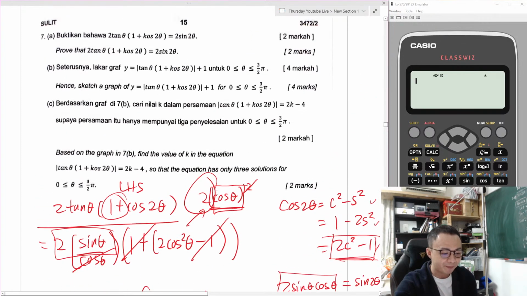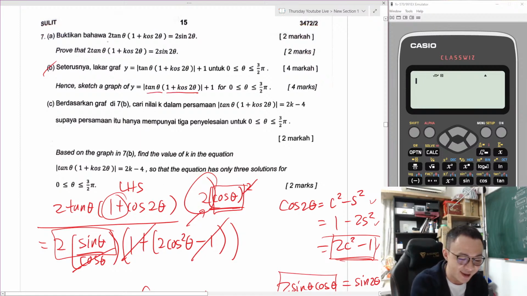Okay, so then we go to part B. Hence, sketch the graph. Because I checked the marking scheme, I think the marking scheme actually ignores that there's a 2 in front of the expression here. Because this one is only tangent theta and then 1 plus cos 2 theta. But here is 2 tangent theta. Do you see the difference?